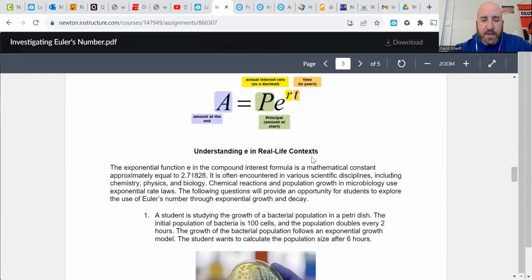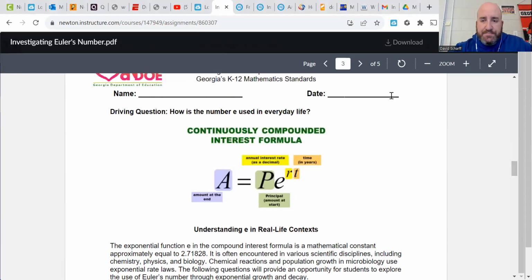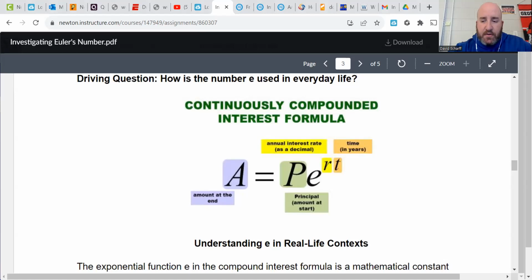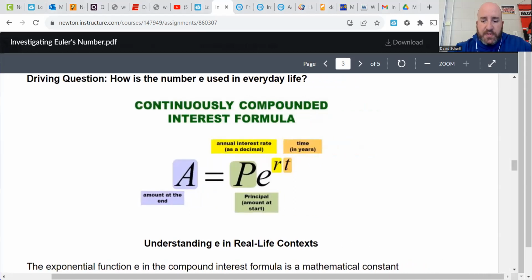We'll start down here. e is a mathematical constant approximately equal to 2.71828. Again, kind of like pi. We use it to calculate stuff. I'm going to show you where e is in the calculator. But you need to have this formula down.